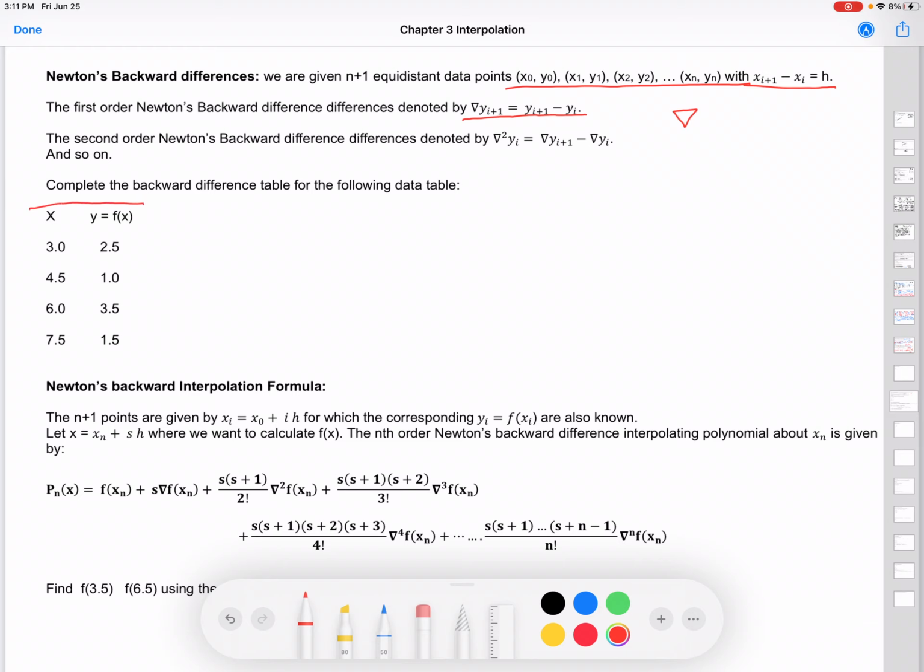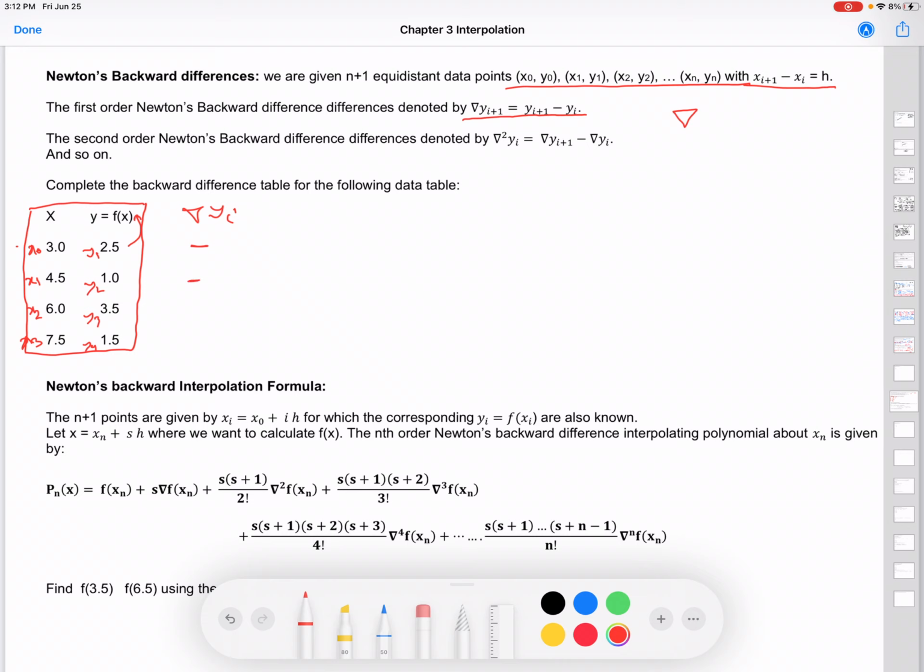This is what will be given to you. You have your x0, x1, x2 and x3, and then you have the corresponding y1, y2, y3 and y4. You want to find the first backward difference. We said the backward difference is the current value minus the backward value. If I am here, I don't have a backward value, so I cannot have a backward difference at this position.